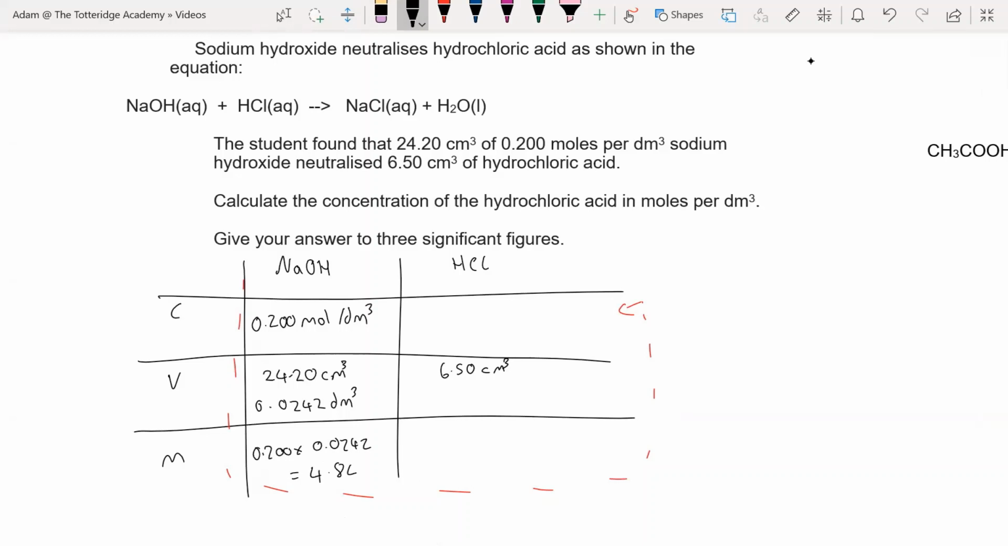That gives me 4.84 times 10 to the minus 3. And this, of course, is a 1-to-1 ratio. Hoping you did this better than I did. This is 6.5 centimeter cubed, so it's 0.0065 dm cubed by dividing by 1,000. I then do 4.84 times 10 to the minus 3 divided by 0.0065. And that should give me 0.745 to 3 significant figures, mole per dm cubed. Got there eventually. That's rather embarrassing, I would say.